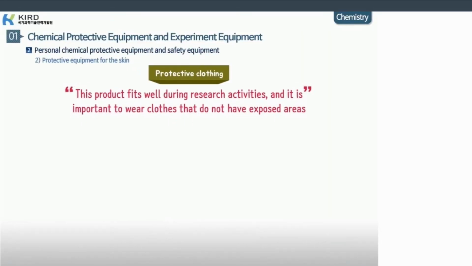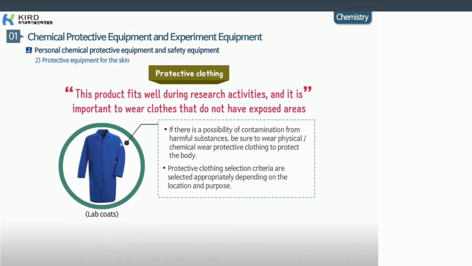Protective clothing must fit well during research activities, and it is important to wear clothes that do not leave areas exposed. If there is a possibility of contamination from harmful substances, be sure to wear the physical and chemical protective clothing to protect the body. Protective clothing is selected appropriately depending on the location and purpose.